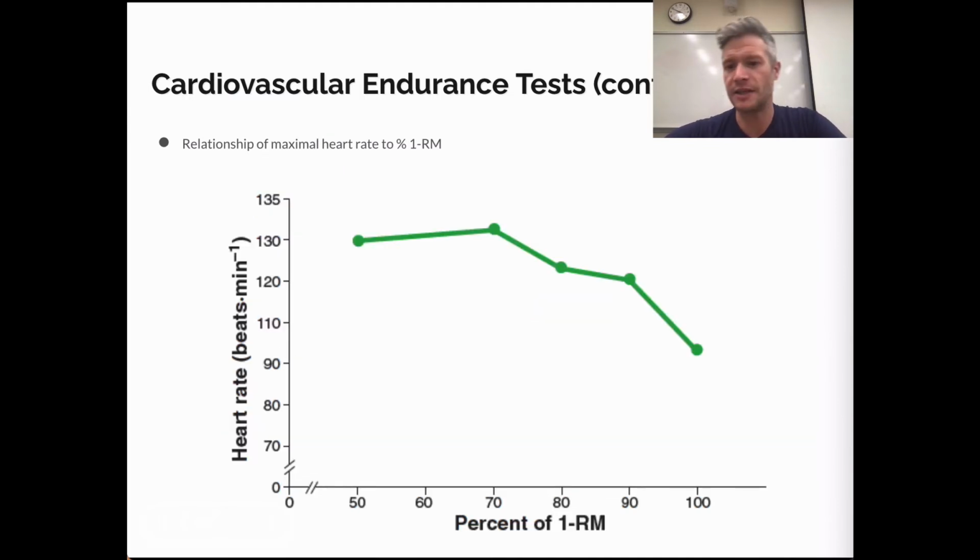We do not find this with strength training. So for example, as we start exercising and lifting heavier, so this is 50% of our 1 repetition max, so the maximum we can lift for 1 RM, to our 1 RM, we actually have a decrease in beats per minute as we get towards that.